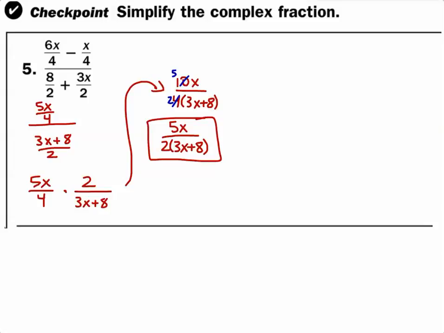Okay, this is what you should have. At the end, you should have 5x on the top, and you should have 2 times 3x plus 8 on the bottom. If your denominator isn't factored, it's like 6x plus 16. That's fine instead. But you simplify the numerator fractions first. At the same time, you simplify the denominator fractions.